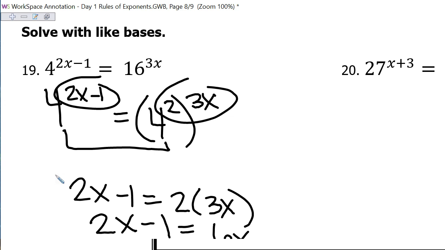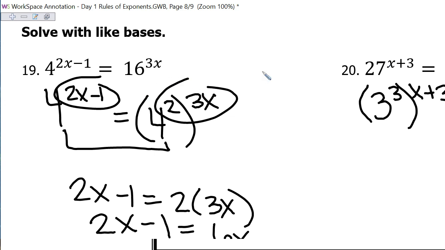And number 20, what would be a common base between 27 and 9? 3, because there's not a power of 9 that would give us a 27. So we'll have to use a base of 3 here. So for 27, that would be 3 to what power? The third power, 3 cubed. And for 9, that would be 3 to what power? Second. Now if the bases are equal, what does that tell me about the exponents?